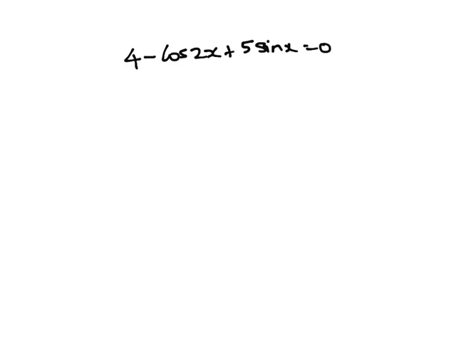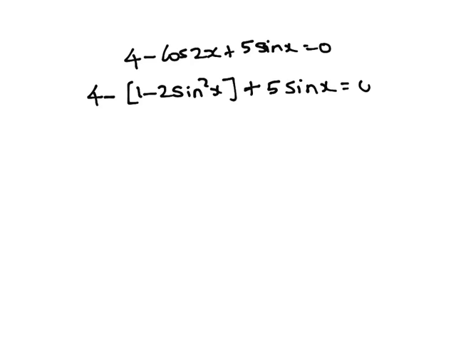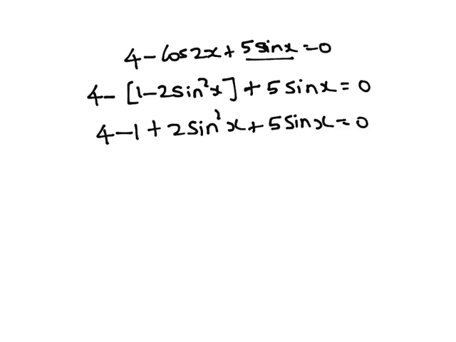4 minus cos 2x plus 5 sin x equal to 0. What I'll do is I will substitute cos 2x as 1 minus 2 sin square x for the simple reason that you have 5 sin x here. So in case we have 5 cos x here, then you will write cos 2x as 2 cos square x minus 1. So it is 4 minus 1 plus 2 sin square x plus 5 sin x equal to 0. So if you simplify, you will get 2 sin square x plus 5 sin x plus 3 equal to 0. So quadratic equation in sin x, you can take sin x as a, and you can solve this problem.